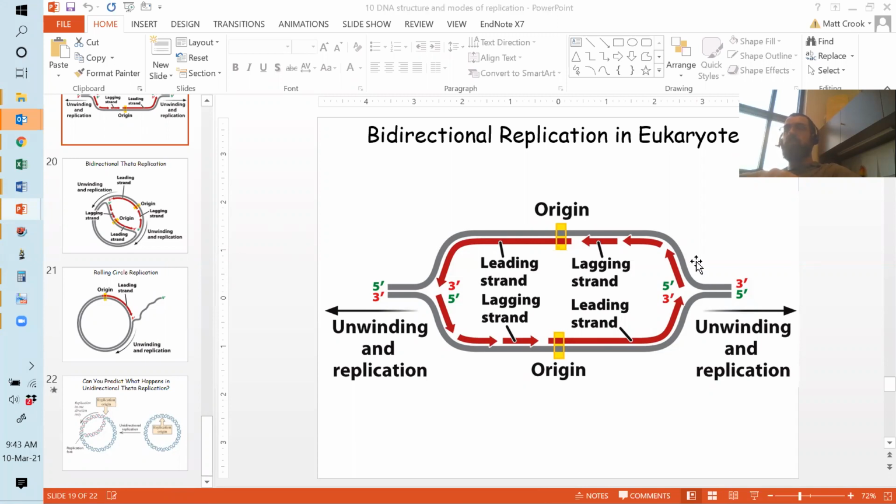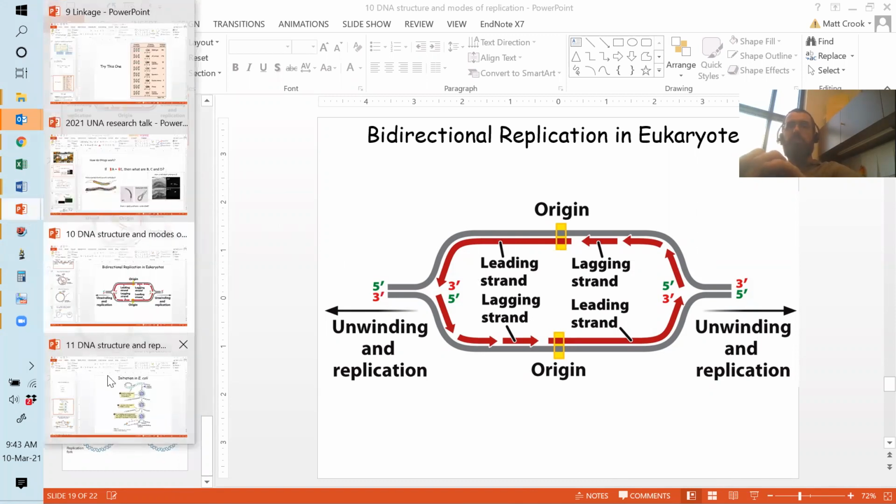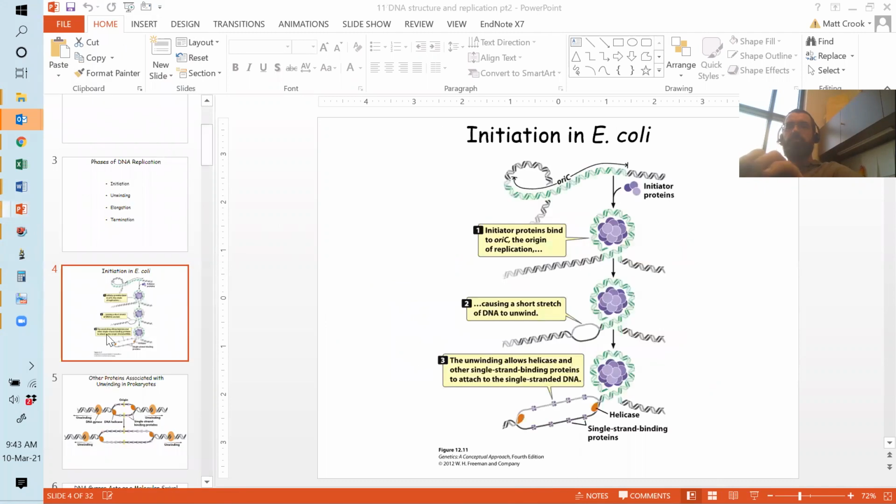There are some really good videos on how the lagging strand is synthesized that would be worth watching. It's a little bit easier to see visually rather than to describe in words.